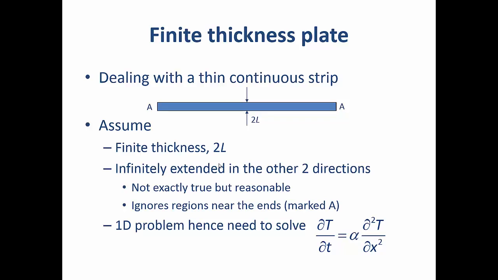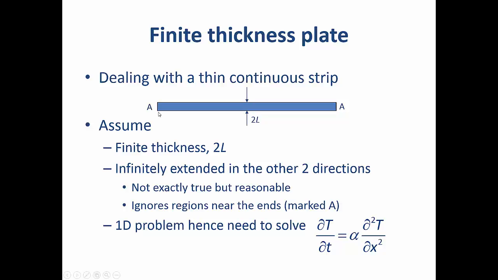So I'm dealing with a thin continuous strip. Essentially it's a finite thickness plate, of thickness 2L. I'm going to assume for the moment that it actually extends indefinitely in the other two directions. Now clearly in the direction of travel that is essentially true. It's slightly less true perpendicular to the direction of travel, because we've said the strip has a finite width of 150 millimeters, but compared to 6 millimeters that's still effectively infinite.